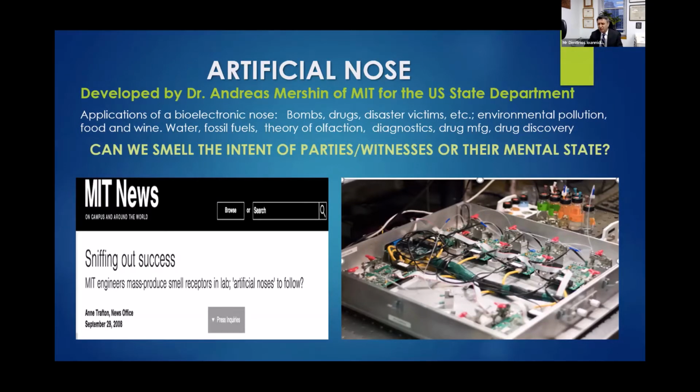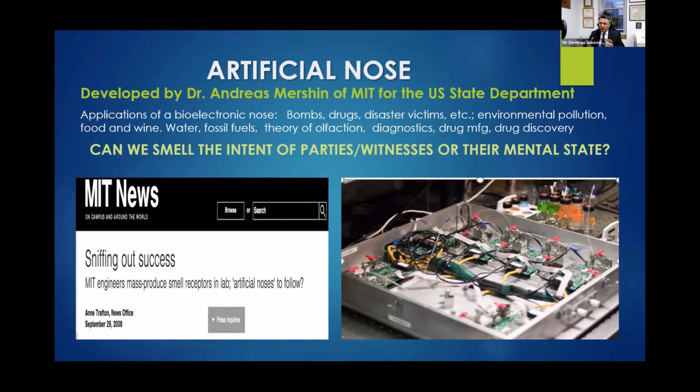Now, back in 2008 was the first time that scientists at MIT were able to mass produce smell receptors. Now, we all understand that dogs have a very, very keen sense of smell, and they can detect a lot of different medical conditions. They can do a lot of different things. The artificial nose, I got to tell you, is 200 times better than a dog. And it was developed for specific purposes for the US government, but it has a lot of other uses. Now, the first artificial nose that was created appears on the lower bottom right of my presentation slide. It's a little gadget this big or whatever.